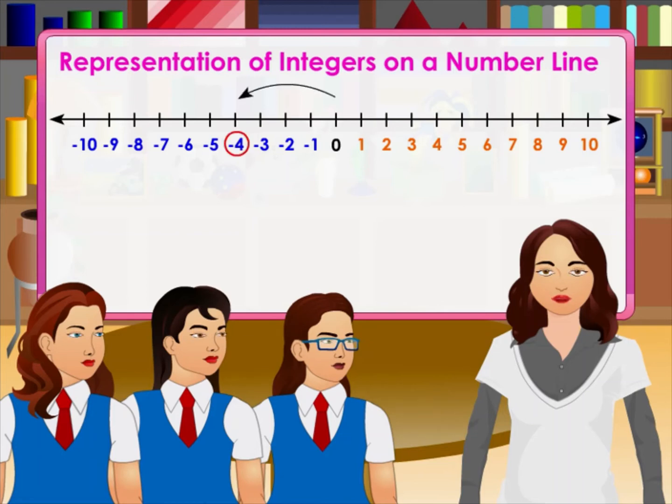Tell me how to represent the number minus 4 on a number line. Yes. The number minus 4 is to the left of 0, so we mark minus 4 here. Very good. Now anyone, tell me how to represent the number 5 on a number line. Let me answer. The number 5 is to the right of 0, so we mark 5 here. Yes, correct.